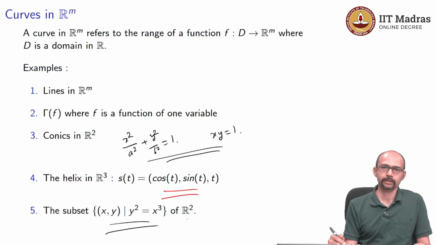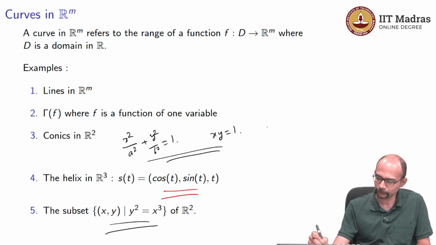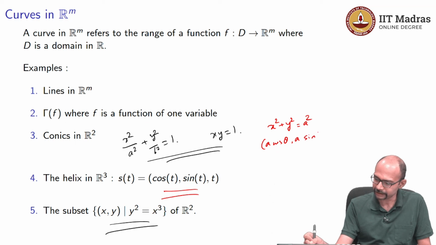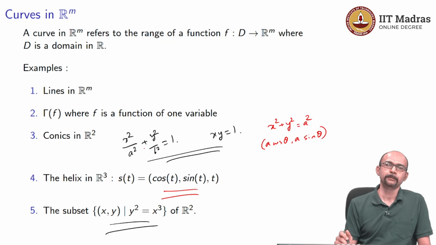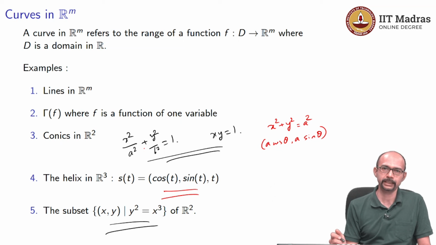Of course, quite often one can go between the two. So, we can parameterize this. For example, if you have x squared plus y squared is a squared, then we know that a parametric equation is a times cosine theta, a times sine theta. More generally, if you have x squared by a squared plus y squared by b squared, you could have a cosine theta, b sine theta. So, you can go between parameters and equations, and sometimes it is useful to do that.